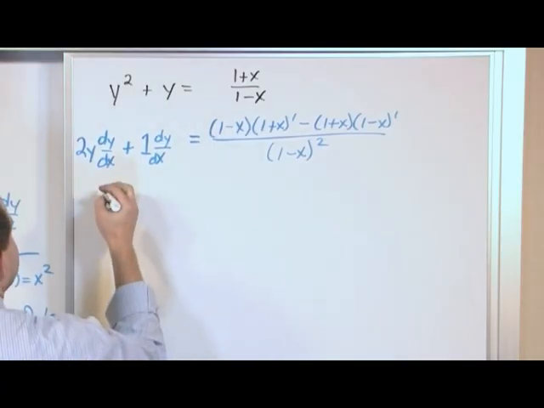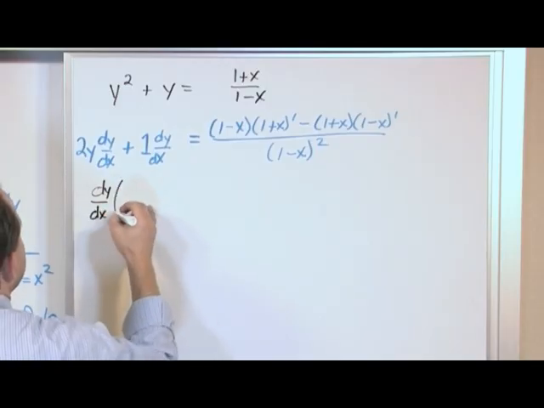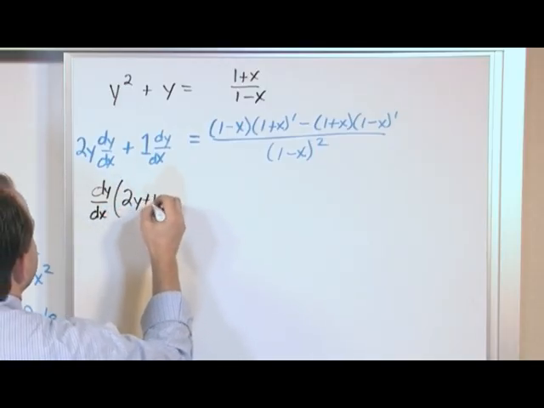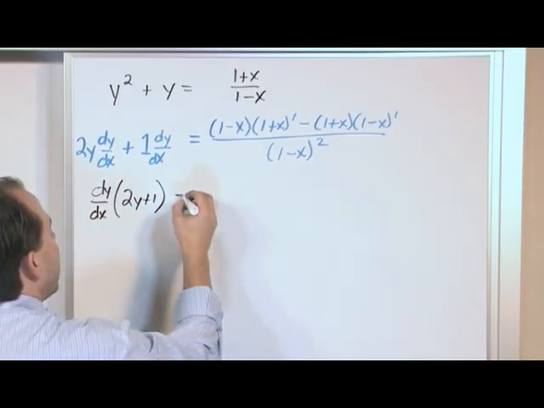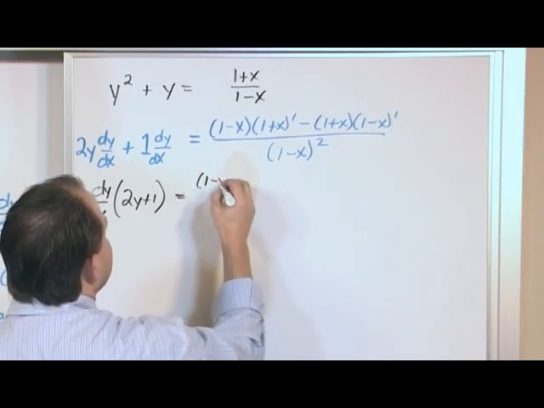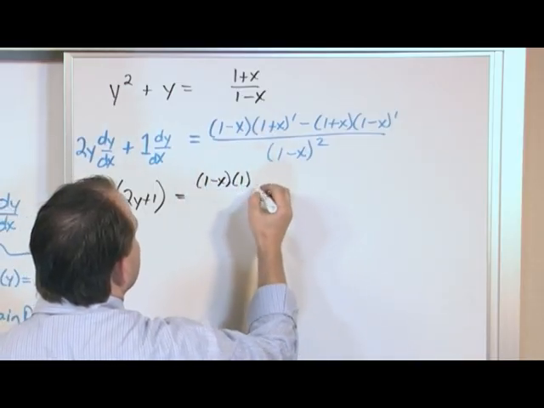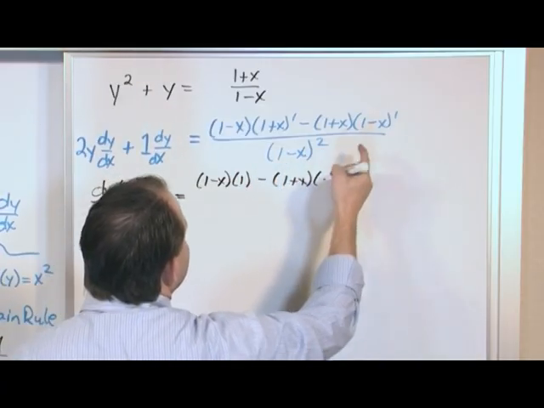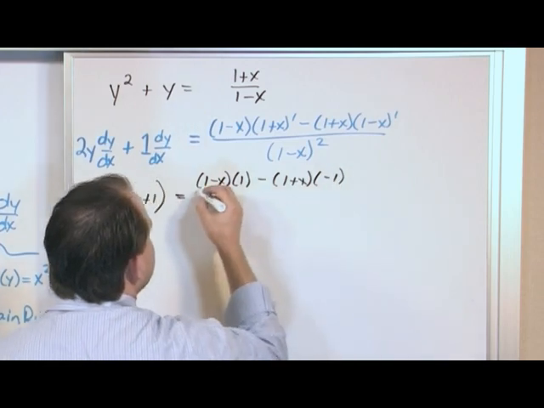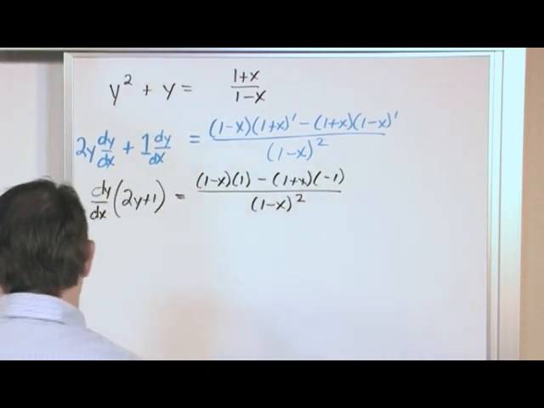So let's factor this guy out. We'll have a dy/dx, and on the inside, we'll have a 2y plus 1. The reason we're factoring it out is because we want to solve for dy/dx. That's what we're trying to find. And on the right-hand side, we'll have 1 minus x. The derivative of this guy is just going to be 1 minus 1 plus x. The derivative of this guy is negative 1. And on the bottom, we're just going to have (1 minus x) squared.